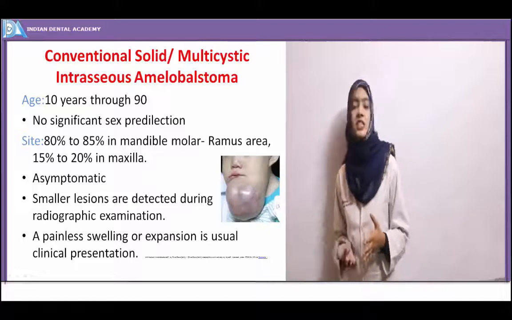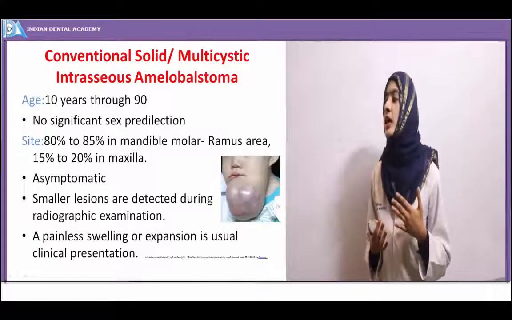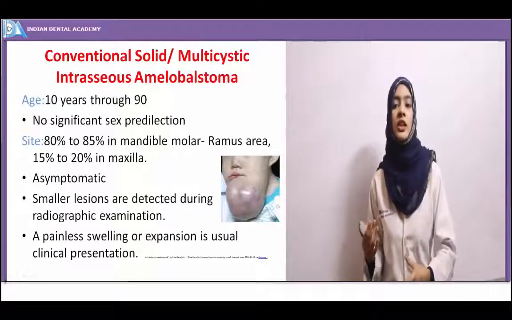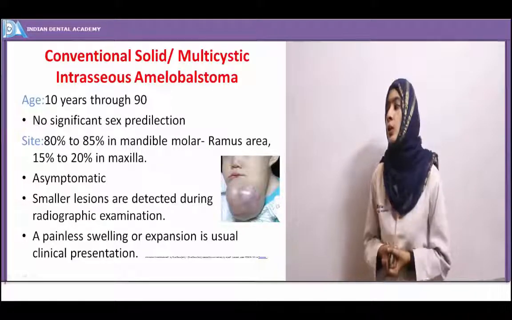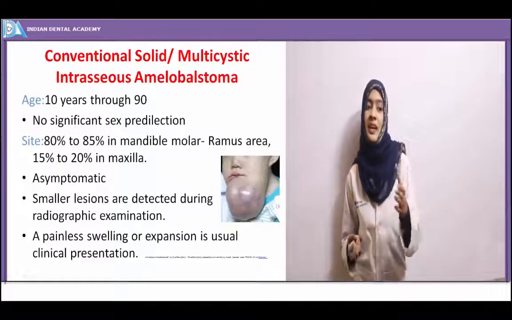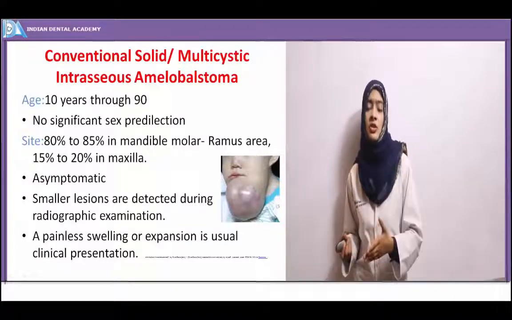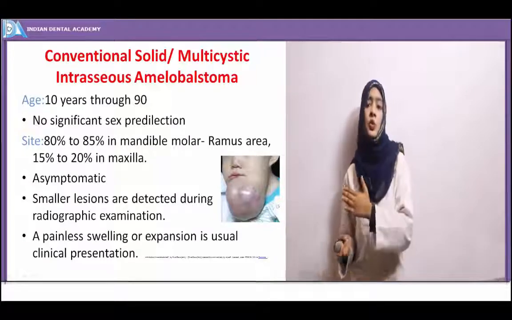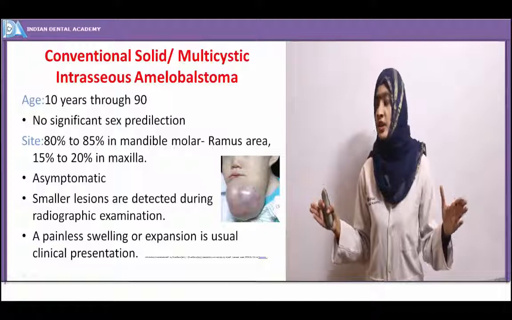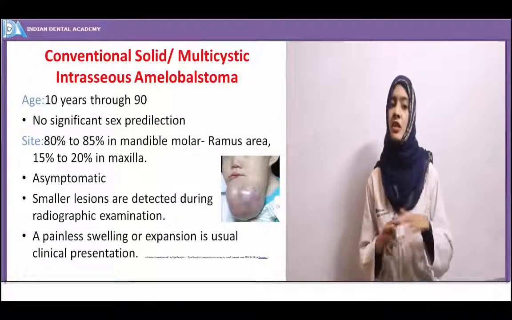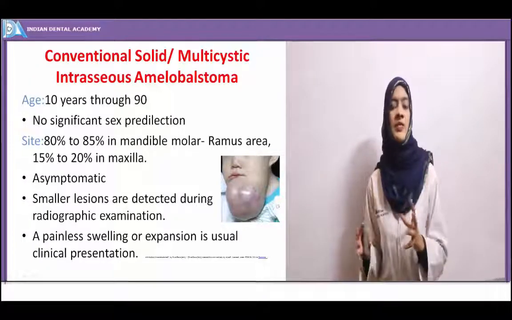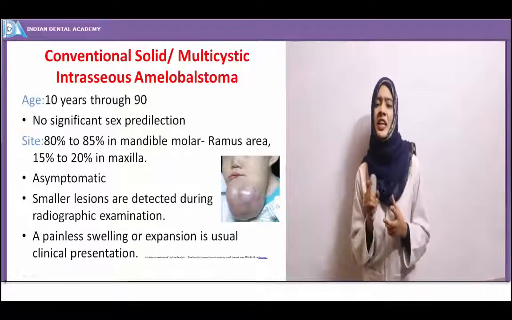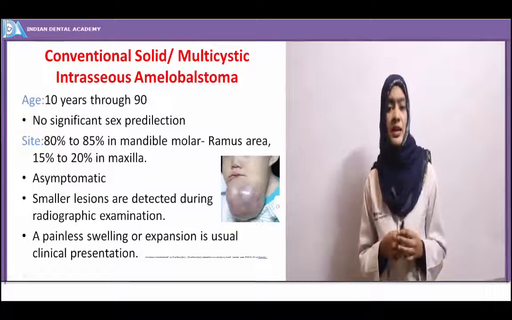Okay, the conventional solid or multicystic intraosseous ameloblastoma. Intraosseous means arising from within the bone. It is seen through a wide age range, from about 10 years of age to 90 years. There is no sex predilection; both males and females are affected equally. And as I told you, about 80 to 85% of cases are seen in the mandibular ramus area.